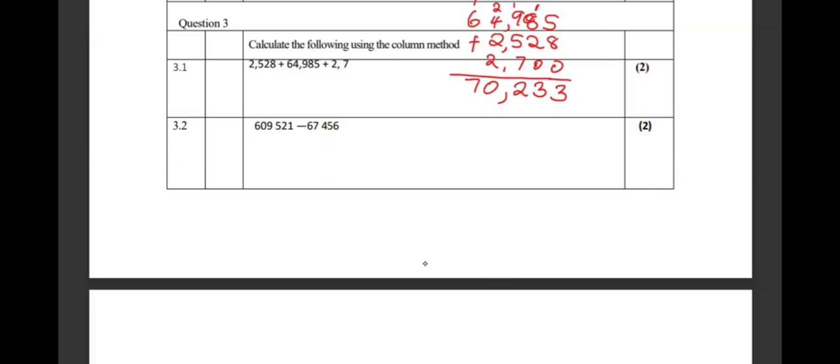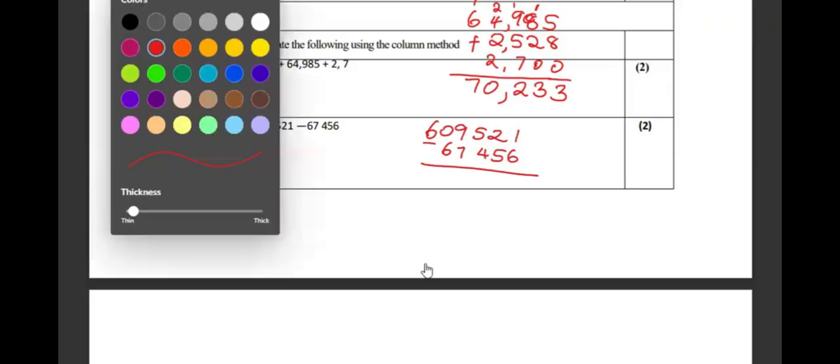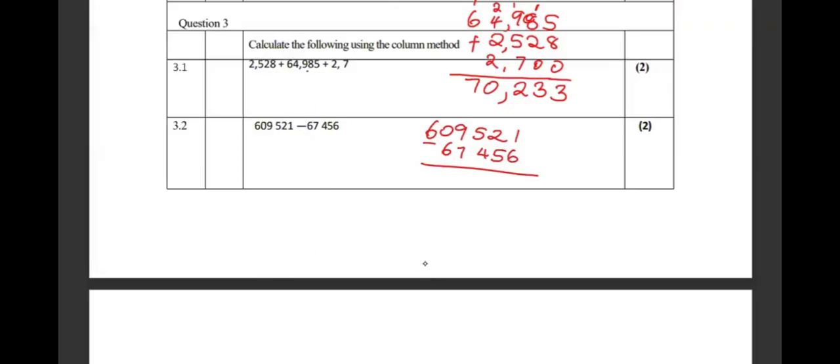Then 3.2, we're subtracting. So 609, 521. Then we have 6, 7, 4, 5, 6. We're subtracting this. So one thing we know is that we need to borrow at some point. So borrow comes 11. 11 minus 6 is a 5. We're left with a 1 there. We need to borrow again. 11 minus 5 is a 6.